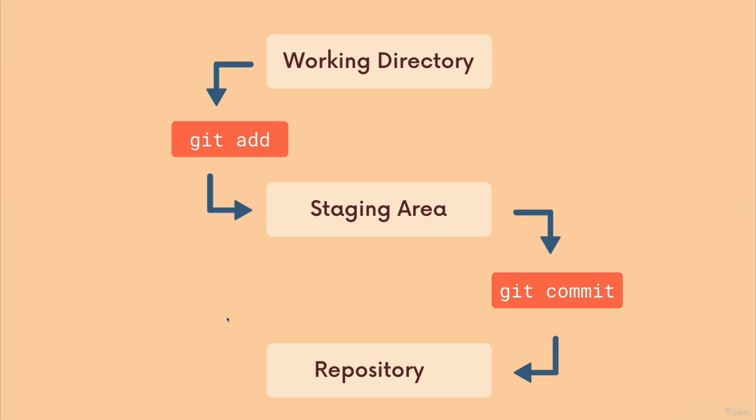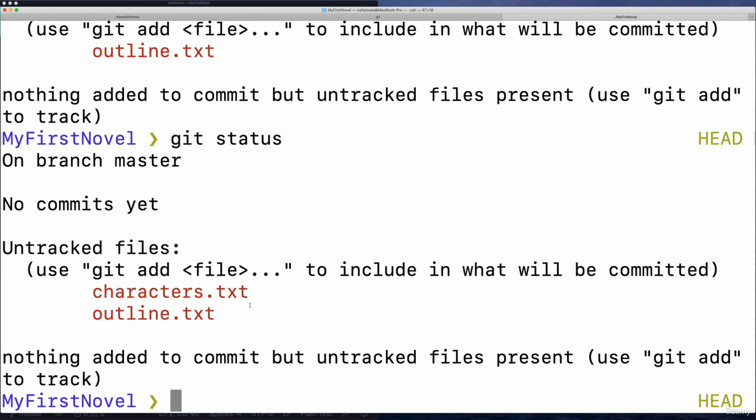Well, now we need to talk about a tiny bit of terminology. There are three different locations, or not actual physical locations: working directory, staging area, and the repository. Let's start with this first one, working directory. That's just a fancy way of referring to the directory, the place we're actually working on our project.